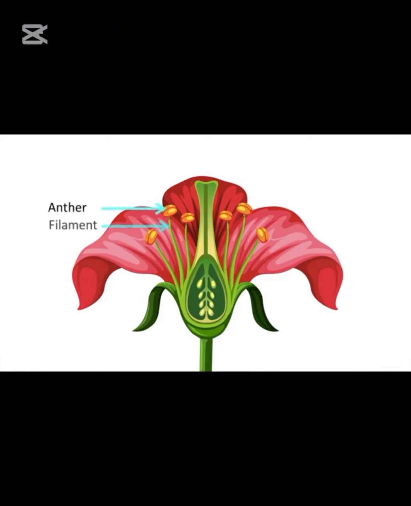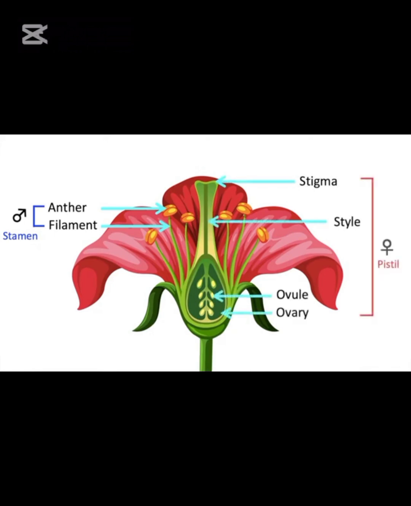Flowers are the reproductive organs of a plant. Anther and filament are the male parts of a plant. We call this the stamen. As you can see, each consists of an anther that's held up on a filament. The anthers produce pollen grains. The stigma, style, ovary and ovule are the female parts of a flower. We call this the carpel or pistil.